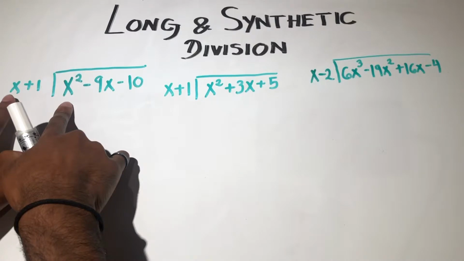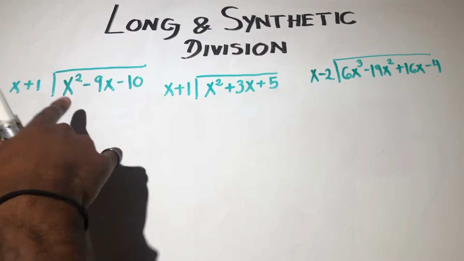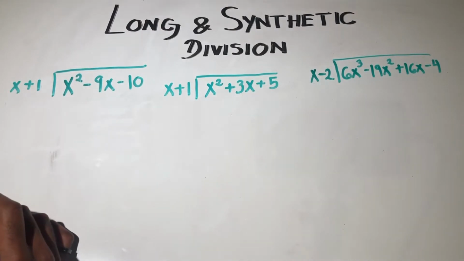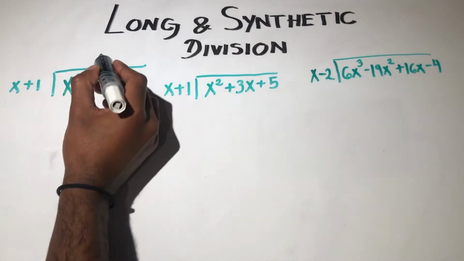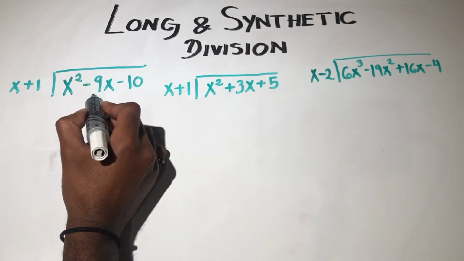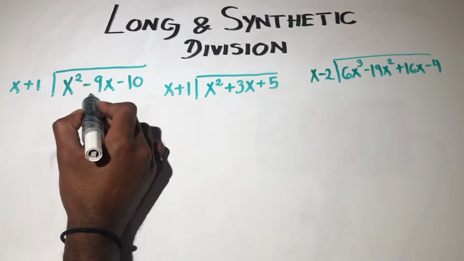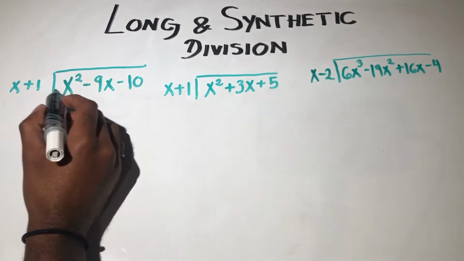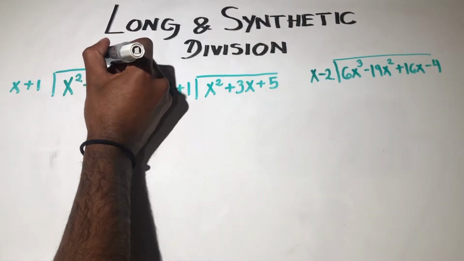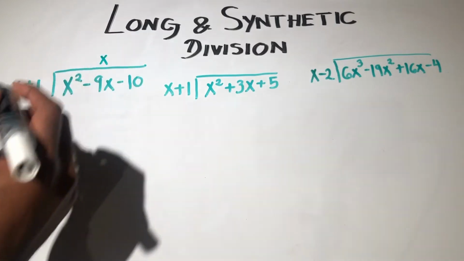So as I said before, you're going to take the first term of the dividend, and then divide it by the first term of the divisor. So x squared divided by x is going to give you x, and where you want to put it is right above the term that's similar to the term in the dividend. So x squared divided by x gives you x. So you want to put x right here.